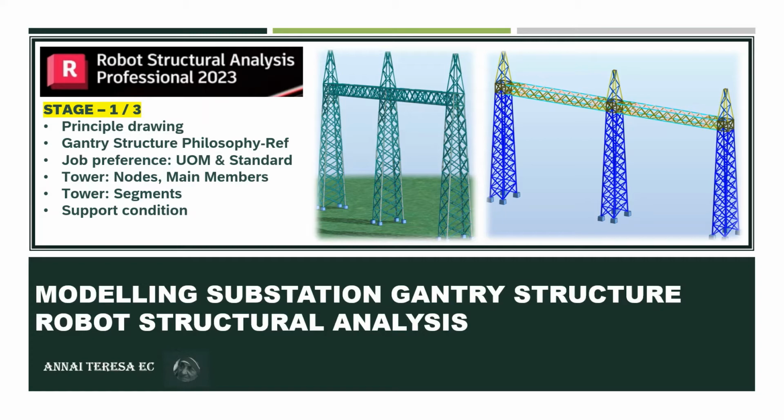Next is a tower. In this tower model, we are going to create the nodes and main members such as main leg, a dummy member at the top of the peak, and girder fixing tie members. So these are the main members which we are going to assign in this stage 1.